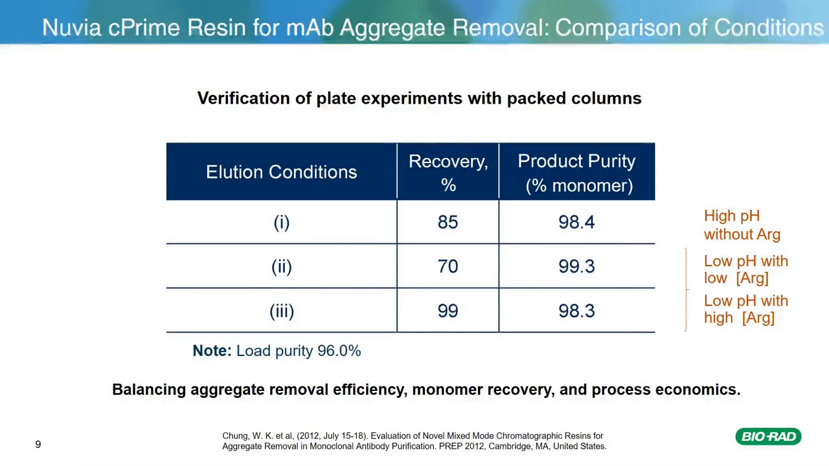However, the product recovery was 70% only. Similar product purity was obtained from conditions 1 and 3. Condition 3 provided the best monomer recovery when a buffer with high arginine concentration and low pH was used. Based on these results, the scientists selected an elution condition that balances the need of aggregate removal, monomer recovery, and process economics.